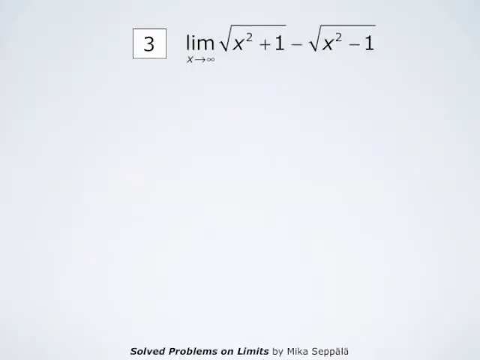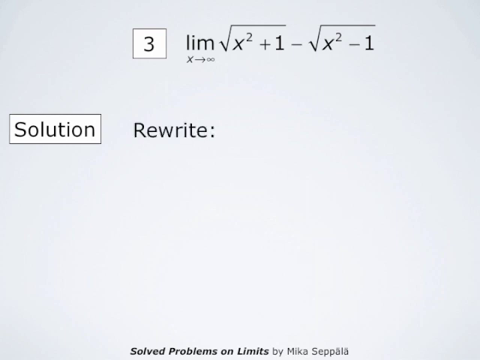To compute the limit as x approaches infinity of the expression square root of x squared plus 1 minus square root of x squared minus 1, one observes that direct substitution yields infinity minus infinity, which is undefined. So the solution is to perform a rewriting. We multiply and divide the difference of the square roots by the sum of the square roots.